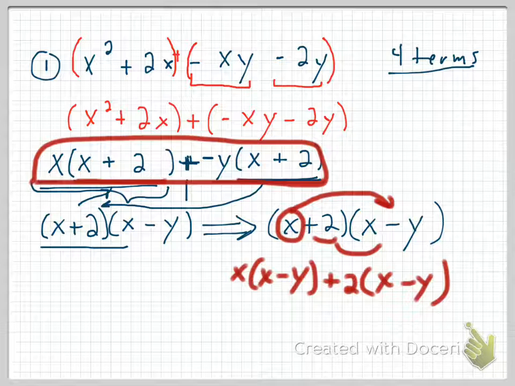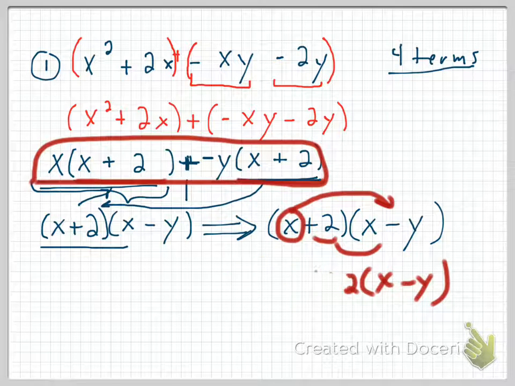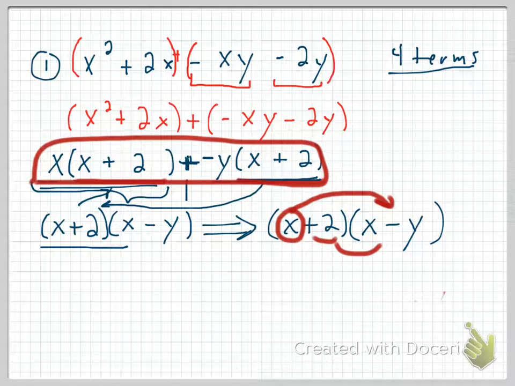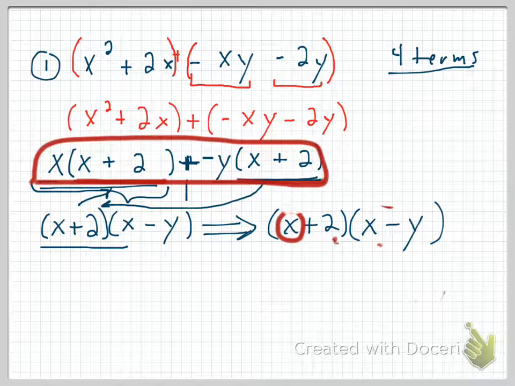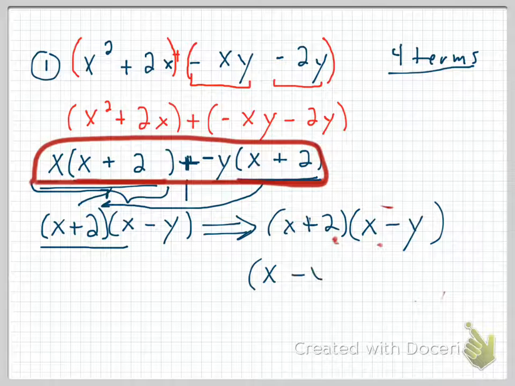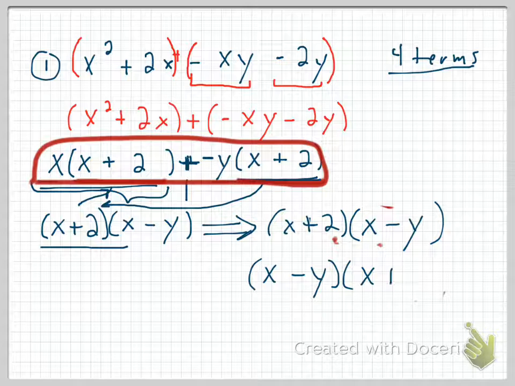I should have written that the other way. Okay, I'm going to erase this really quick. I should have written it the other way as an answer. It doesn't matter, it's still equal, but then trying to prove it didn't work out so well. So instead of writing it this way, I'm going to write it as x minus y times x plus 2. It's the same thing, but now it fits the format of the answer.